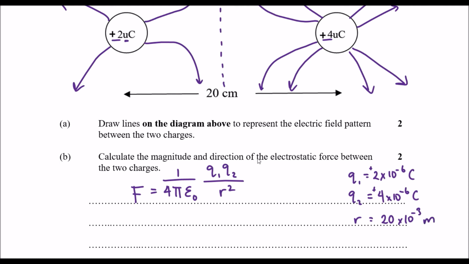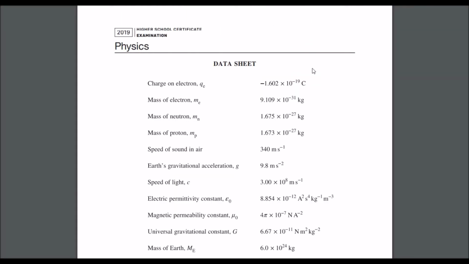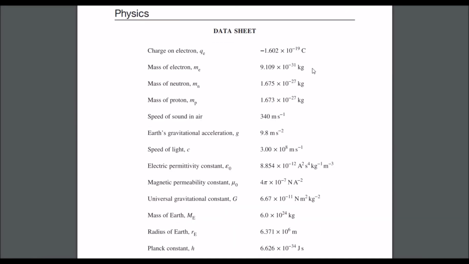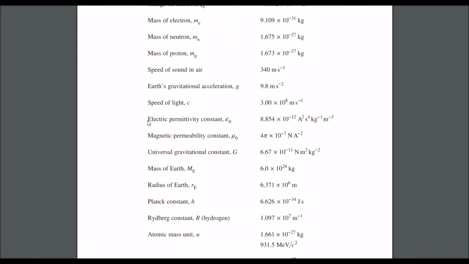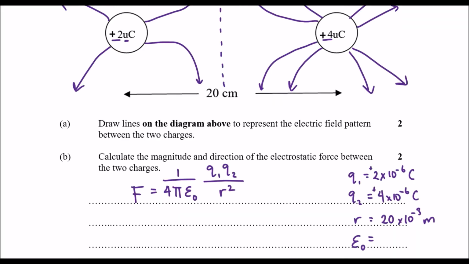Okay, and then the last one is this epsilon naught here. This is given to you on your data sheet, so you can work it out from the data sheet. Quickly sliding into the physics data sheet, you can see epsilon naught is this point here, the electric permittivity constant, and it's given by the following value here: 8.854 times 10 to the power of negative 12. Okay, so I'm going to put that down in my formula here.